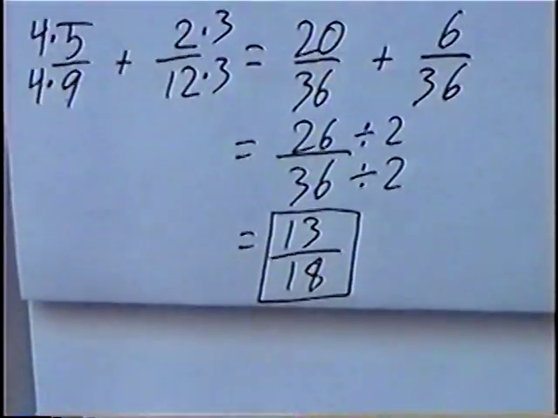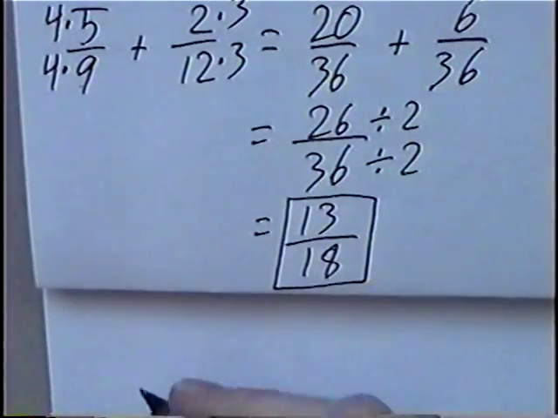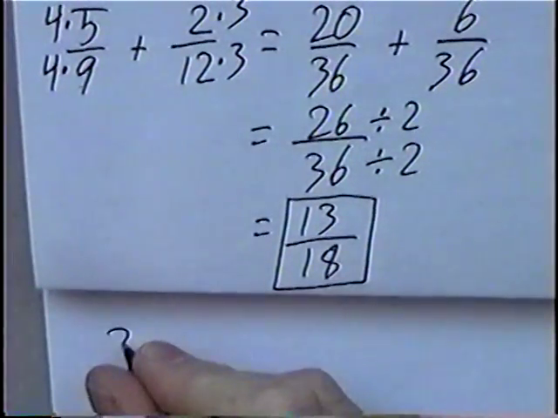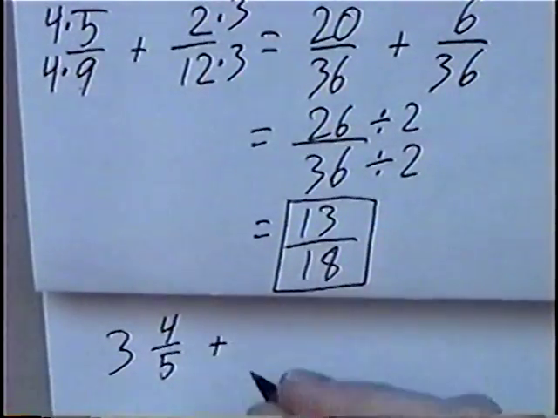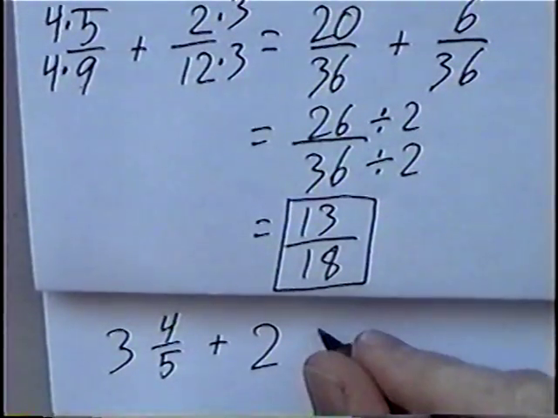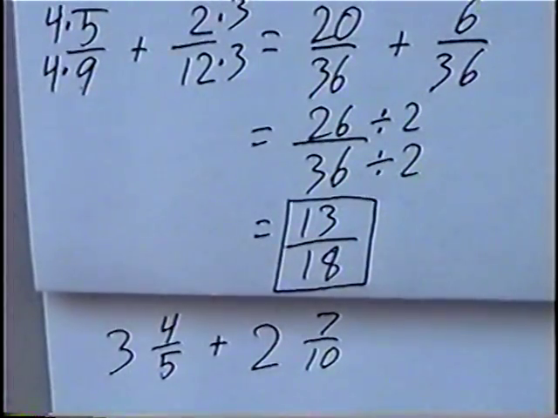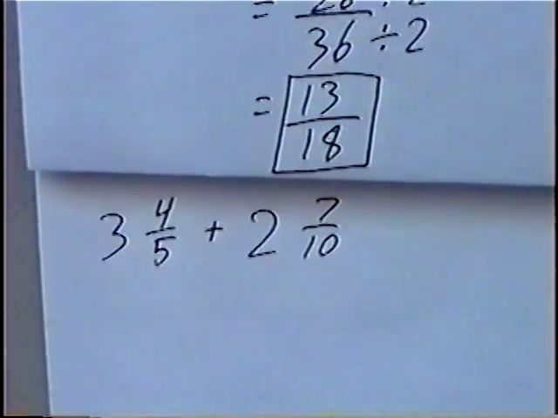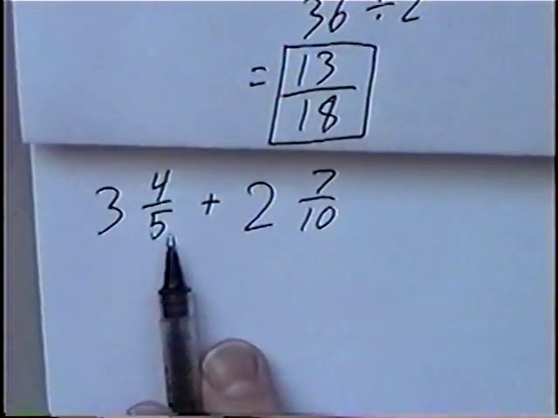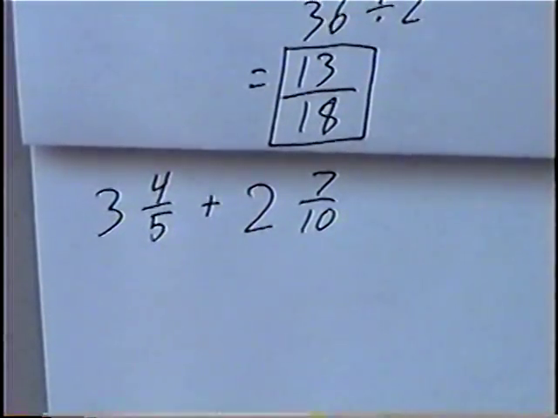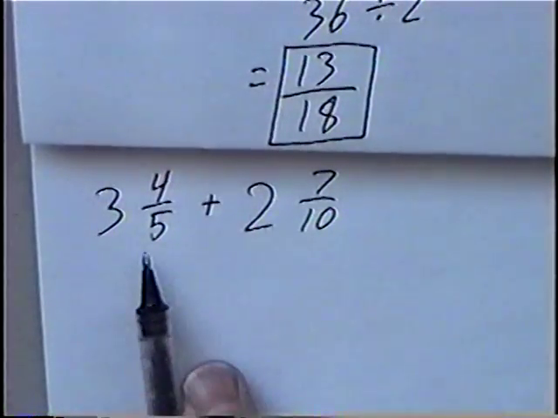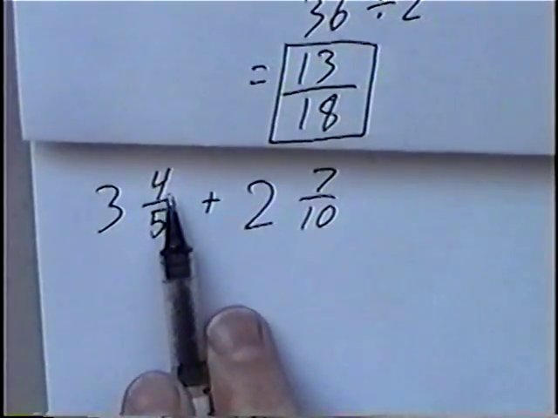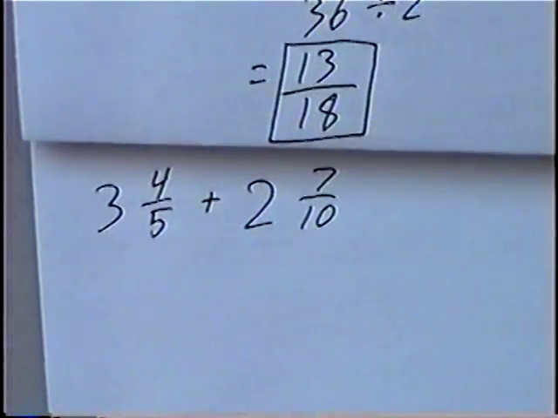Last question for the section. First fraction we'll have is a mixed number, 3 4/5, plus a second mixed number, 2 7/10. Mixed numbers have a whole number in front and a fraction after. In order to add mixed numbers together, we want to change them first into improper fractions, which means we'll have one fraction without the number in front.